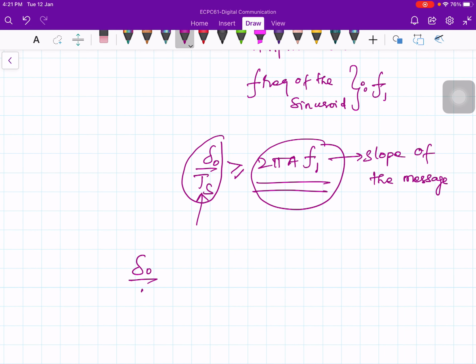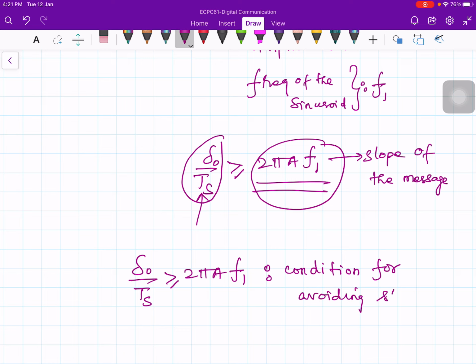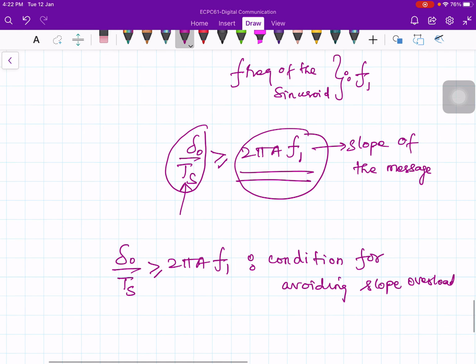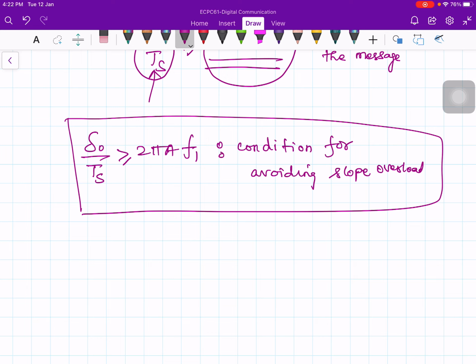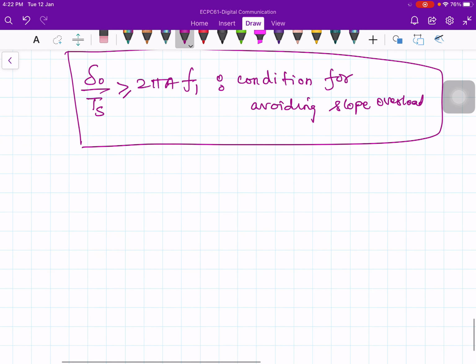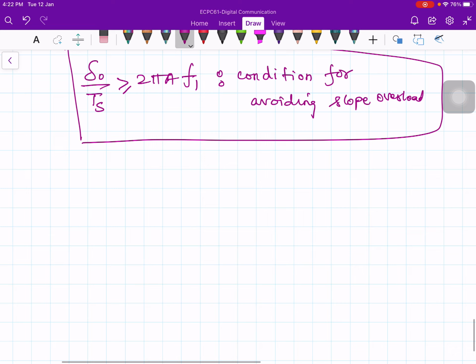Therefore, delta divided by Ts, the slope of the staircase waveform, must be greater than or equal to 2 pi times A times f1. So this is the condition for avoiding slope overload distortion. Whenever you meet this condition, the slope overload distortion will be avoided. This is the condition that you must satisfy to avoid the slope overload distortion problem. This is the necessary condition so that your staircase waveform ms(t) follows the message m(t) faithfully when a large step size comes along. So this is one point that we would like to consider.